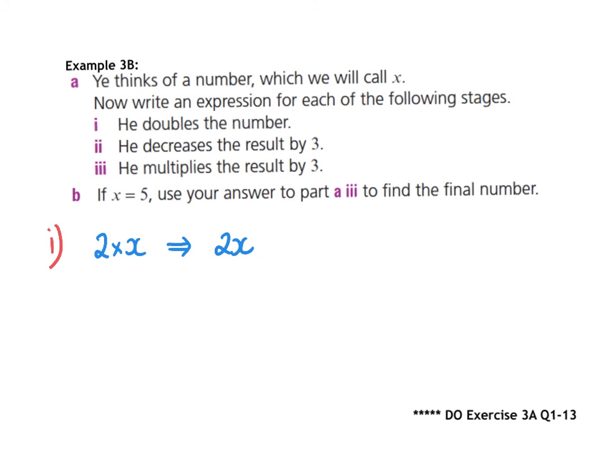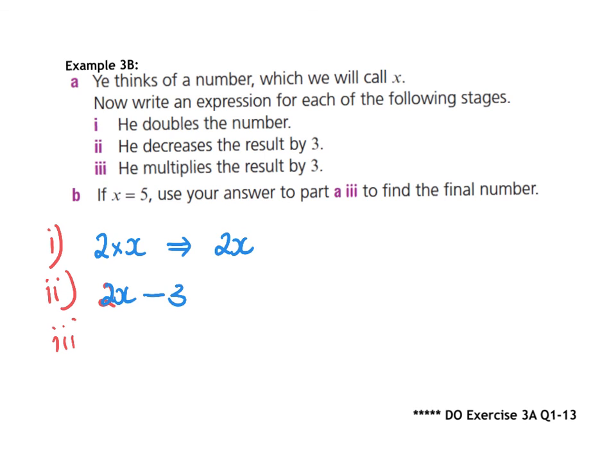All right, now they're going to say he decreases. So what does decrease mean? Yeah, good. He lowers the result by 3. So what they're saying is, when they've got the result, you had this 2x, and then you're going to minus 3. You're decreasing whatever that is by 3. Okay, so we've done that bit.